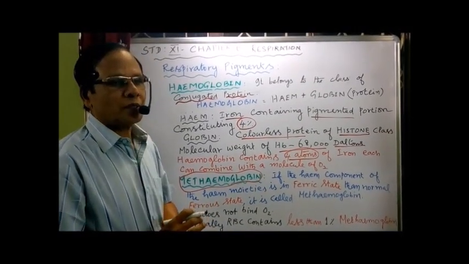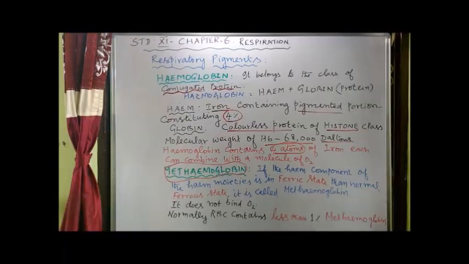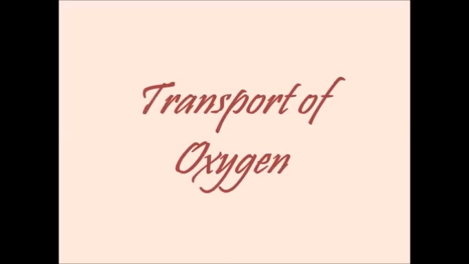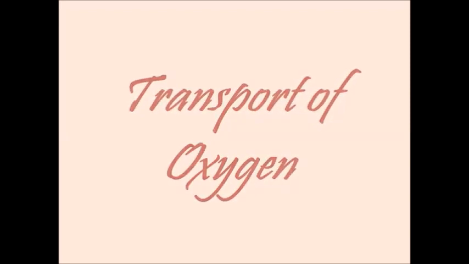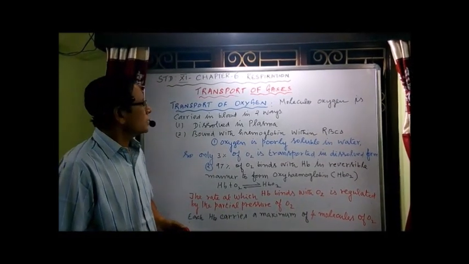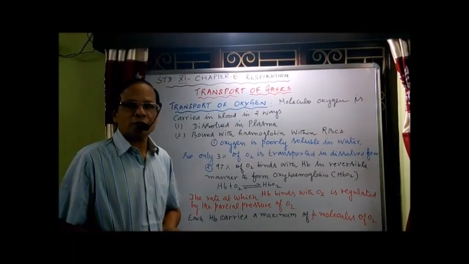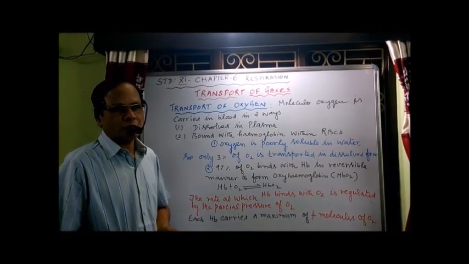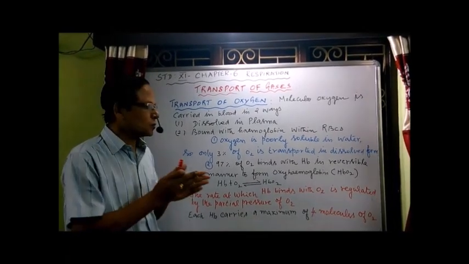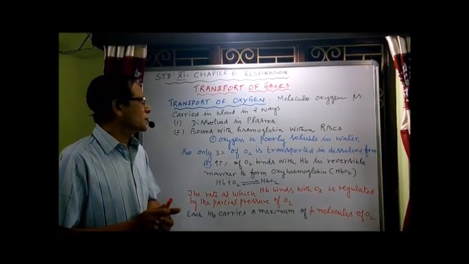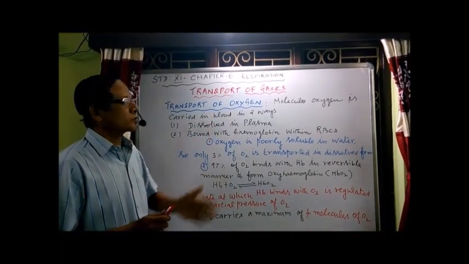Now the next one, the transport of gases. How oxygen and carbon dioxide are transported: oxygen from the alveolus to the tissues and carbon dioxide from the tissues to the alveolus through the blood. Now first one, the transport of oxygen.